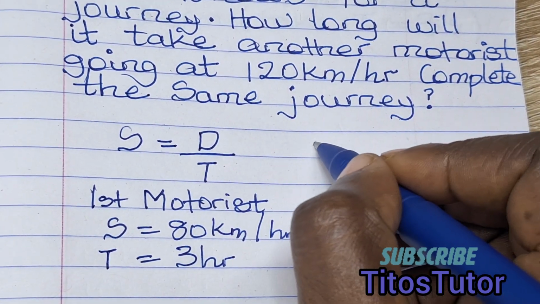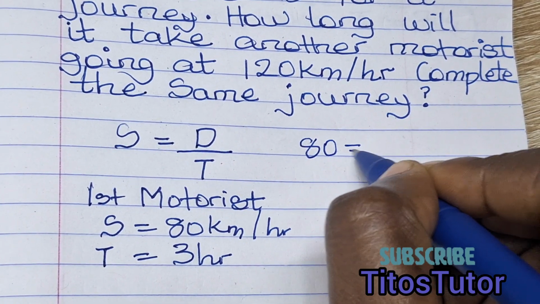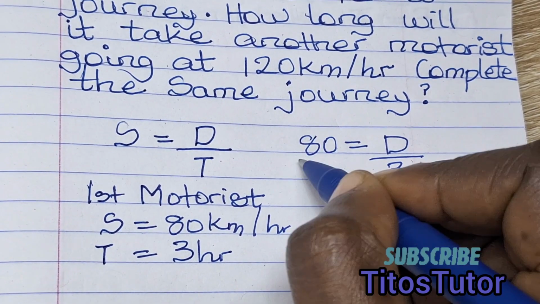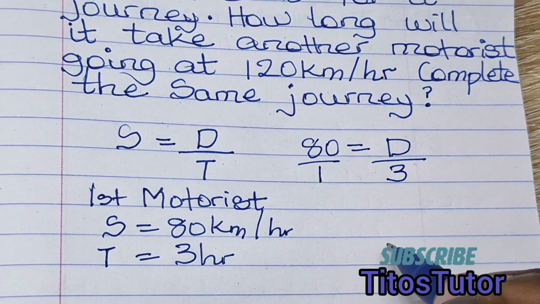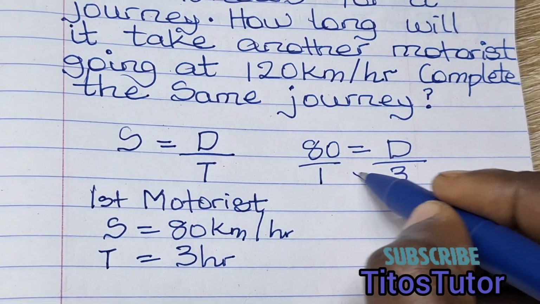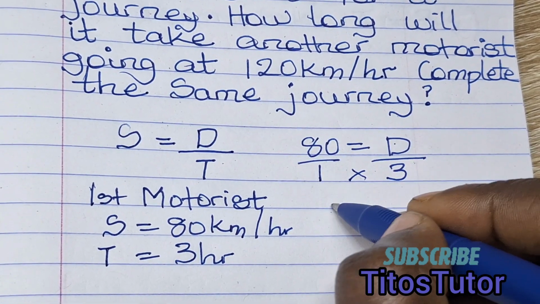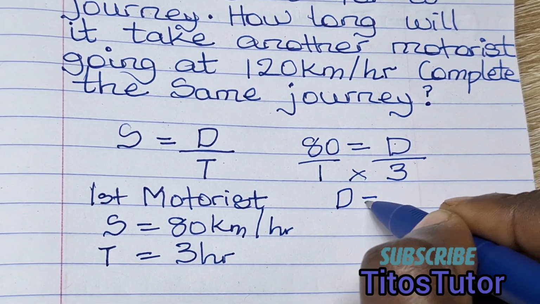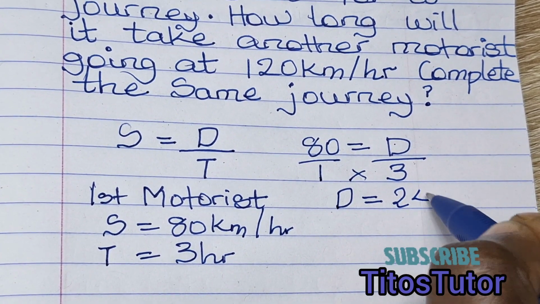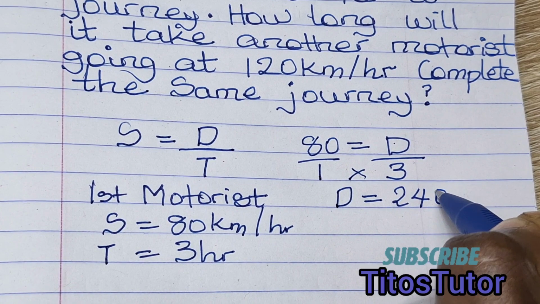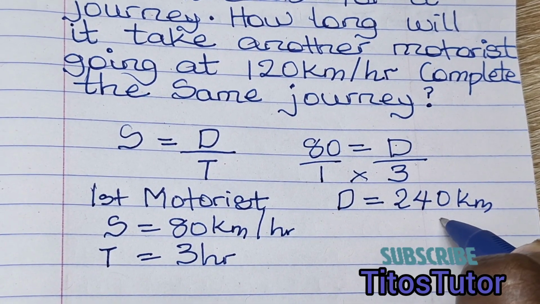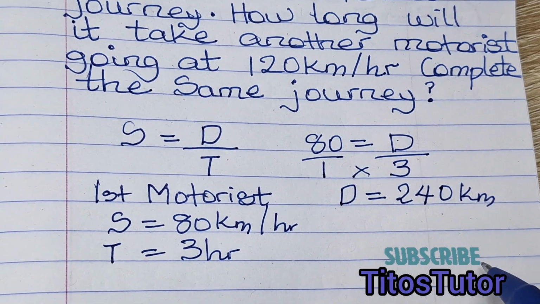So it is, speed 80 is equal to distance we don't know, over 3. And this is over 1. Remember, when two fractions equate each other, you cross multiply. D multiplied by 1 is D, and 3 times 80 is 240 kilometers. So this is the distance the two of them are going.